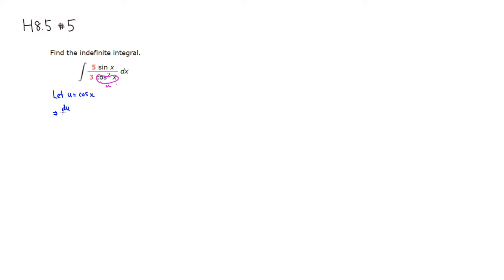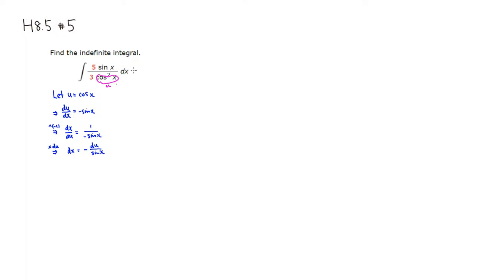So du over dx is equal to negative sine of x. Then we take the reciprocal of both sides, so you have dx over du is equal to 1 over negative sine of x, and then multiply through by du as usual. So dx is equal to negative du over sine of x.